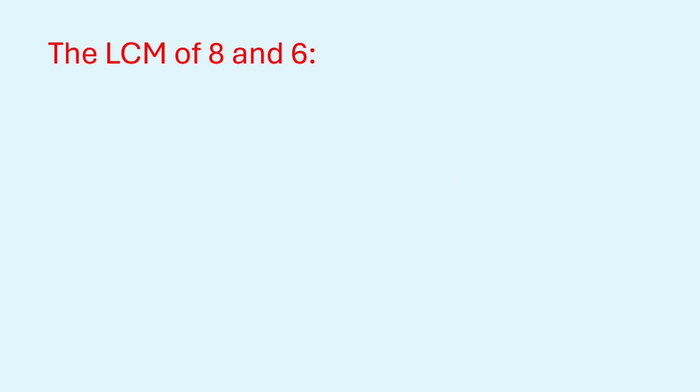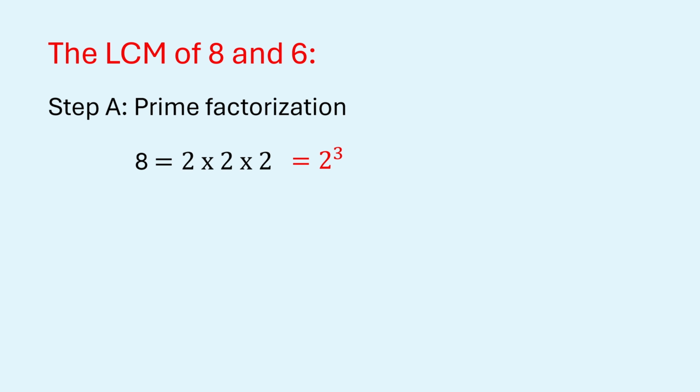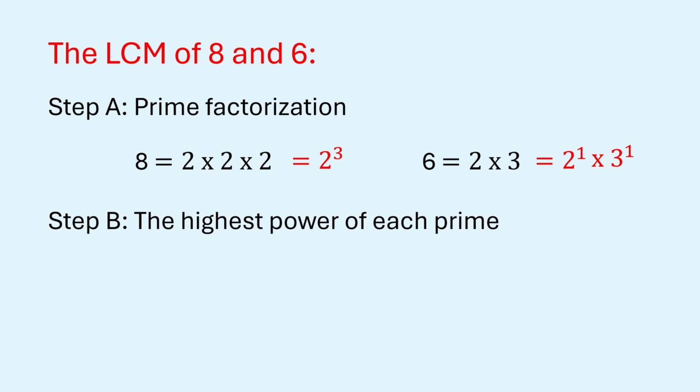So, we will first find the least common multiple, LCM, of 8 and 6. Step A. Prime factorization of each number. 8 is equal to 2 to the power of 3. 6 is equal to 2 to the power of 1 multiplied by 3 to the power of 1. Step B. Take the highest power of each prime. The highest power of 2 is 2 to the power of 3. The highest power of 3 is 3 to the power of 1.